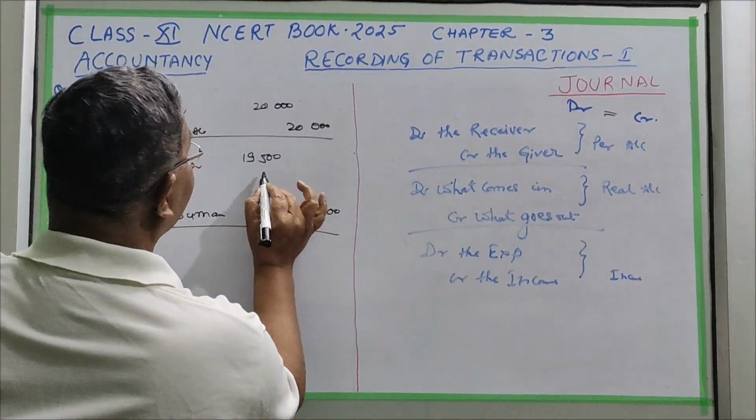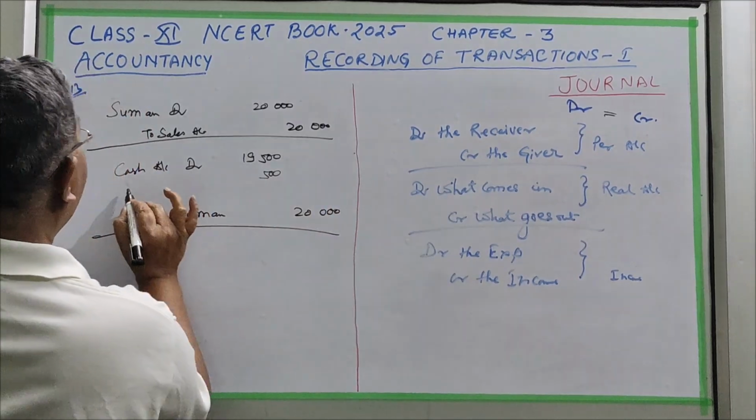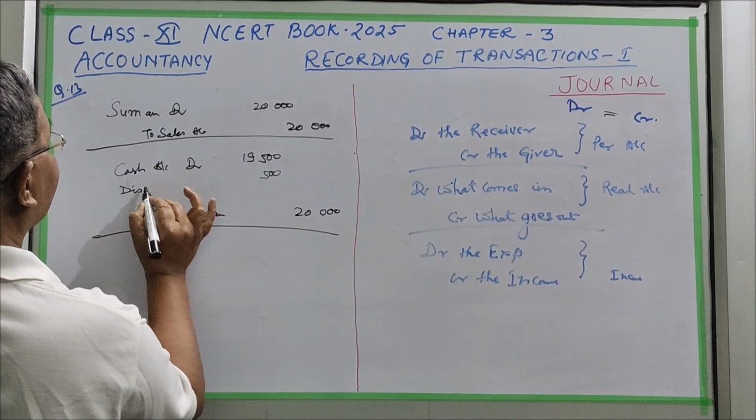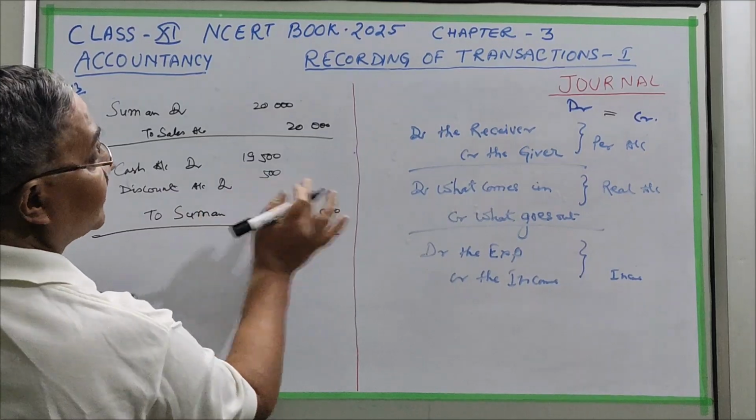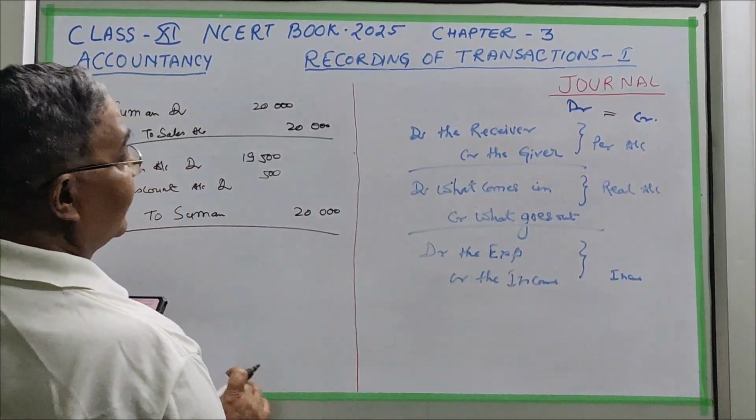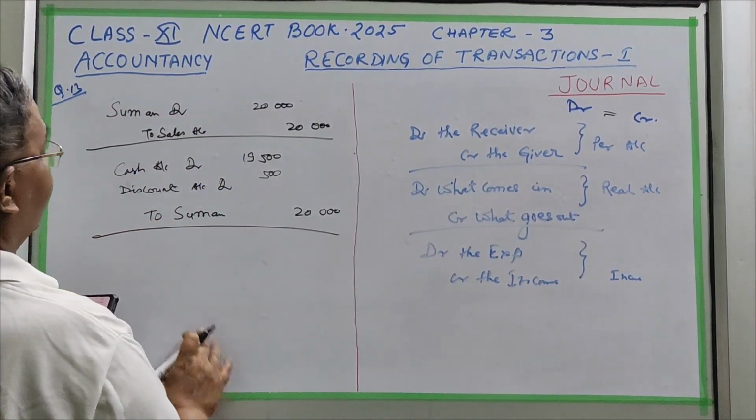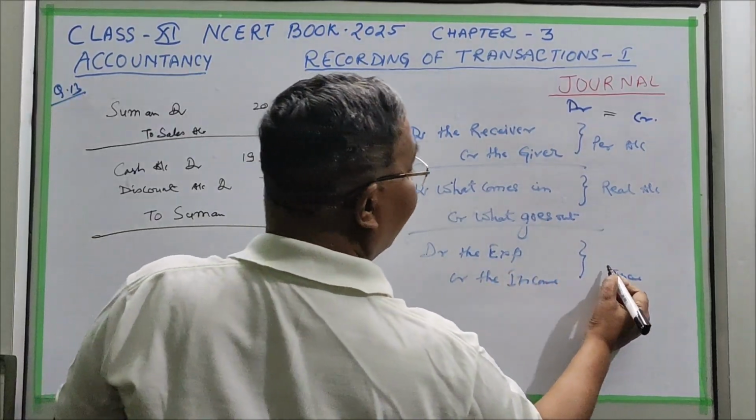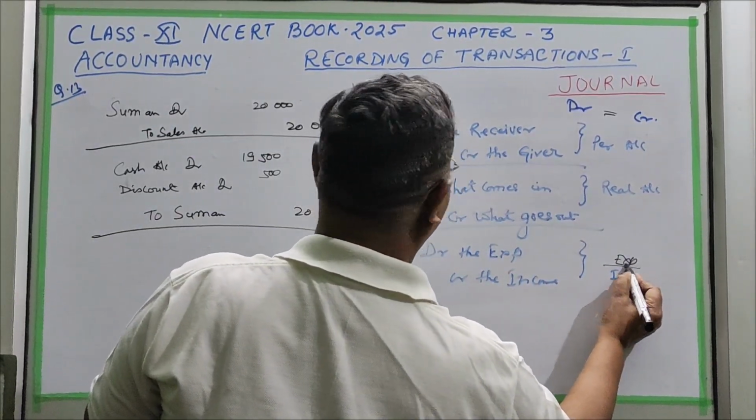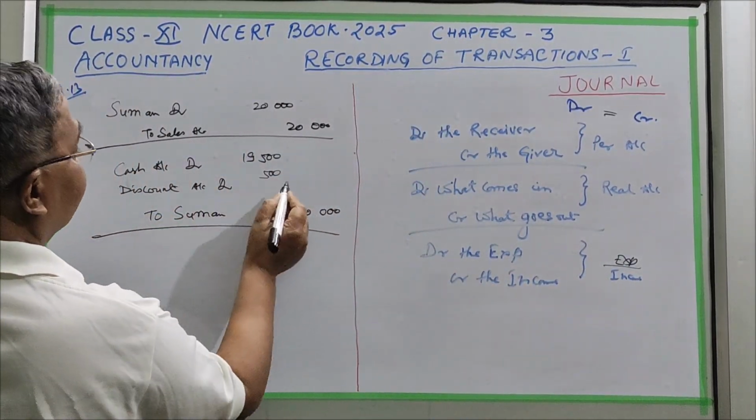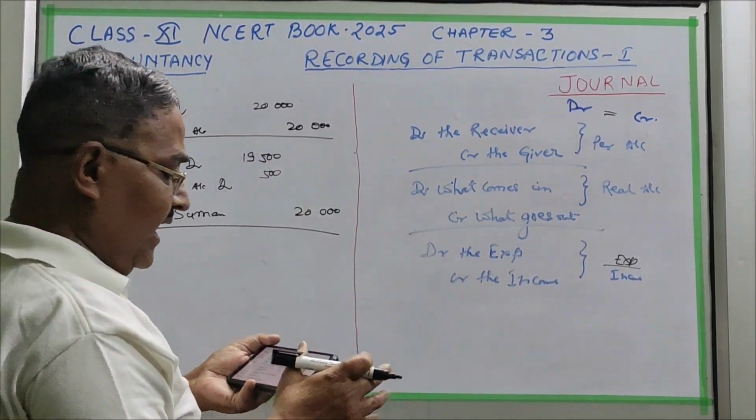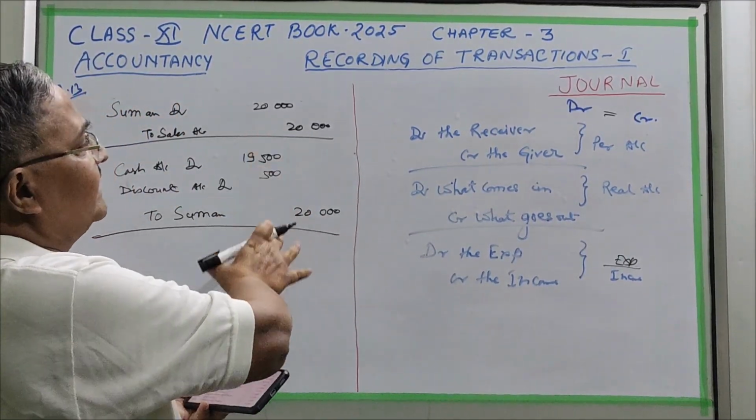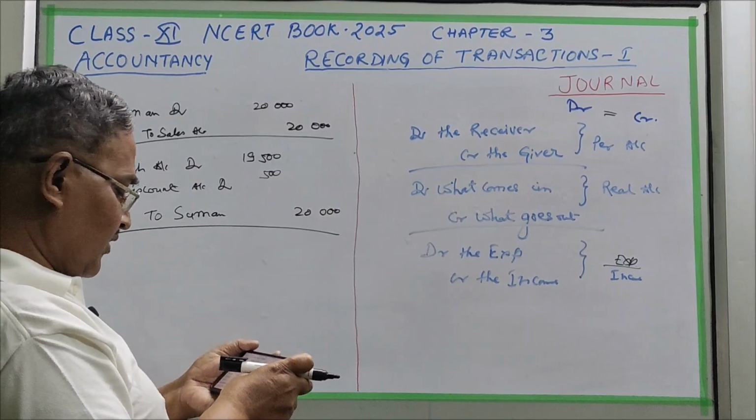So what is happening? Discount you are allowing. It means discount now is your expense. So discount account debit, it is an expense. Debit the expenses; income and expenses accounts, debit the expenses, credit the income. So it will be like this and now the entry is matching. In this way you can make entries in the journal, rest of the entries are also there.